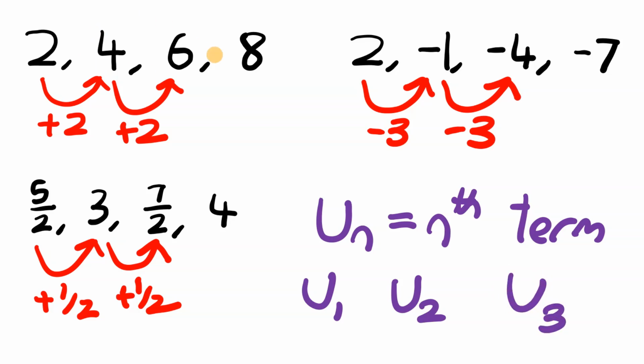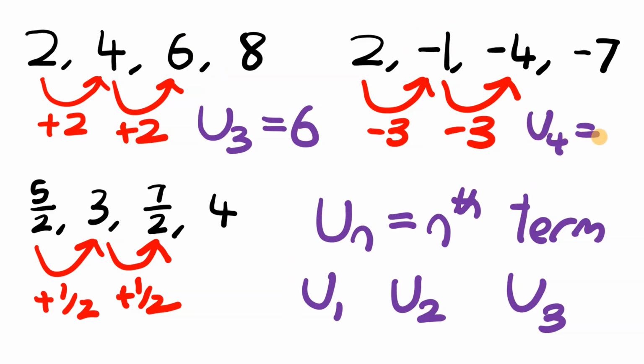So for example, if we're talking about this sequence here, u3 is going to be the third term, which we can see is 6. If we look at this sequence here, if we're talking about u4, this is the fourth term, which we can see is -7.